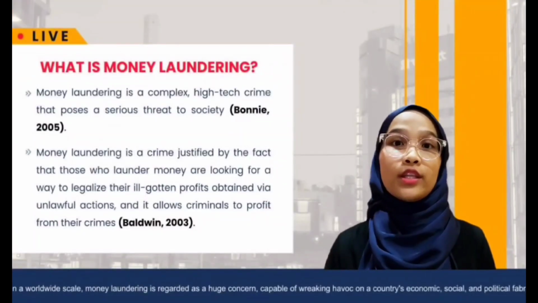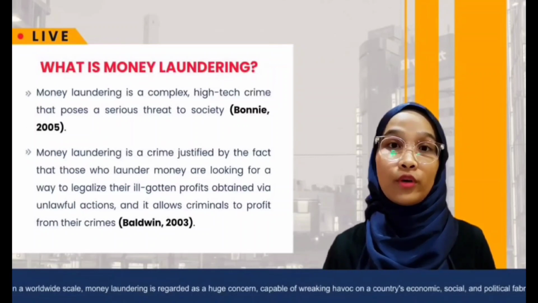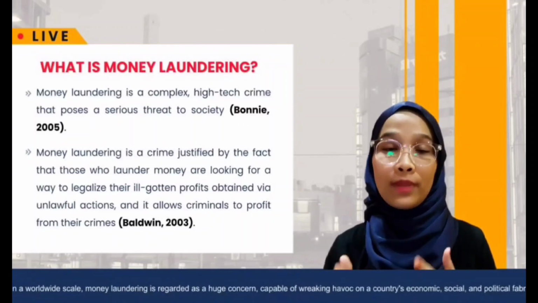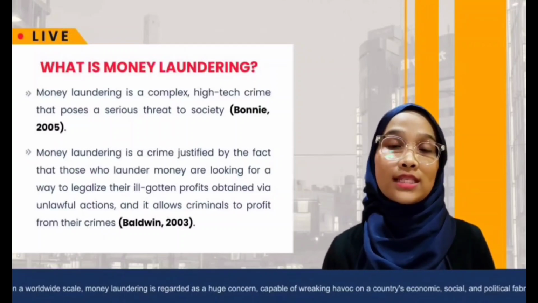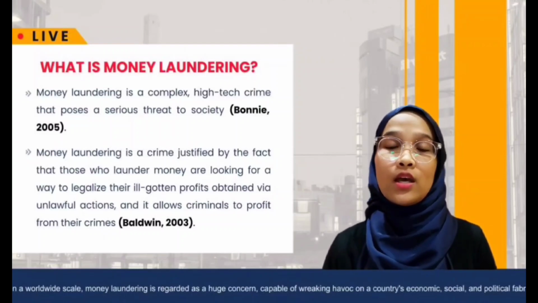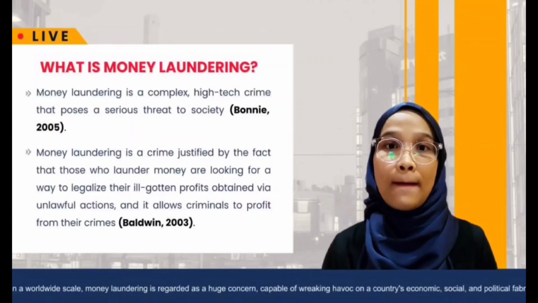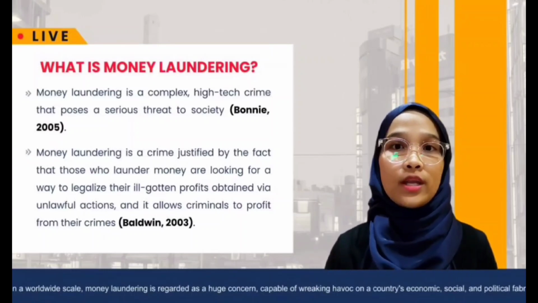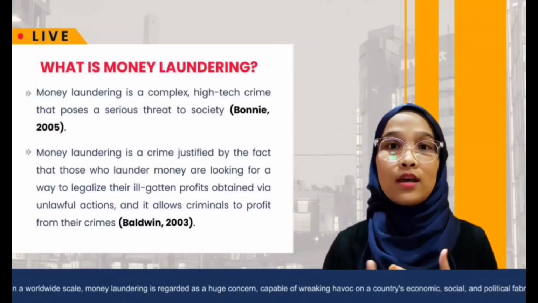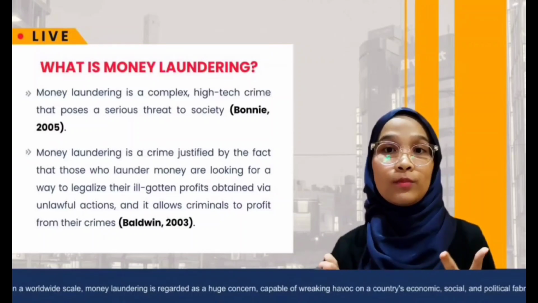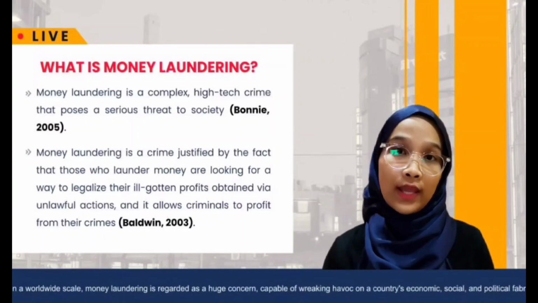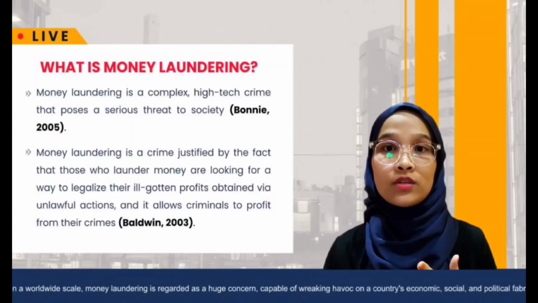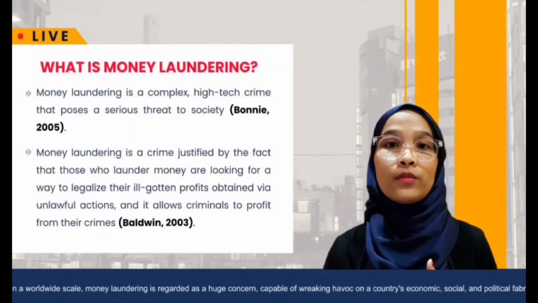Money laundering is not a new concept as it has been around for decades. Born in 2005, state that money laundering is a complex high-tech crime that poses a serious threat to society. According to Baldwin 2003, money laundering is a crime justified by the fact that those who launder money are looking for a way to legalize their ill-gotten profits obtained via unlawful actions, and it allows criminals to profit from their crimes.